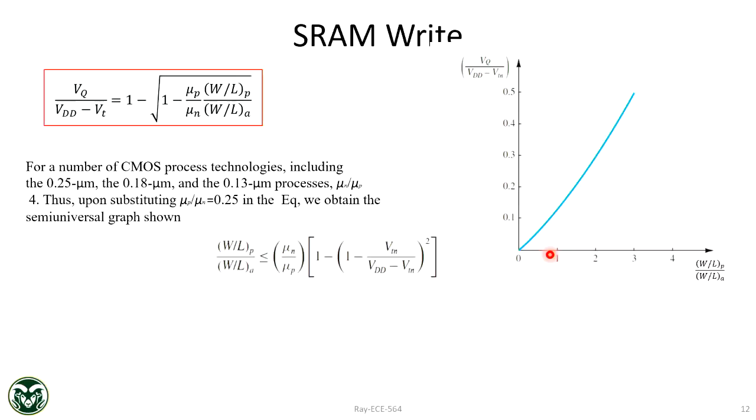Okay, so I think we'll see a few problems. You can rewrite the same equation. If you want to find the W by L ratio, you can use this equation. If you want to find VQ, you can use it as well. Both are exactly the same.